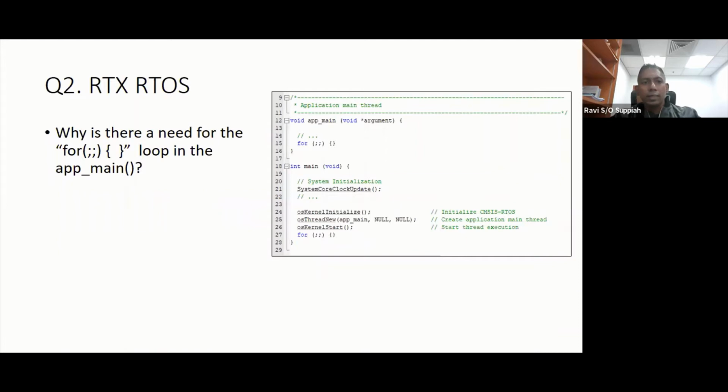Now let's look at the next question here. Inside the admin, you see this for loop. This is basically an infinite loop, a while one loop. So why do we want a while one loop?